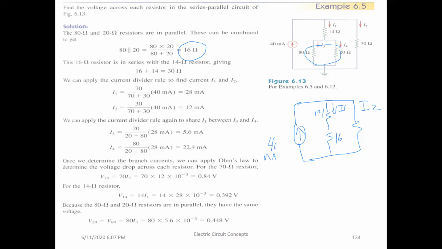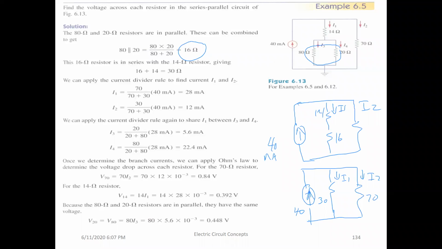So now the 16 and the 14 are in series, so we can combine them in one resistor. So this will be 16 plus 14 is 30 ohms, and this is 70 ohms, and this is I2, and this will be I1. Since you reach this level here, you don't need to go further to simplify the circuit. Now you could apply what we call the current divider.